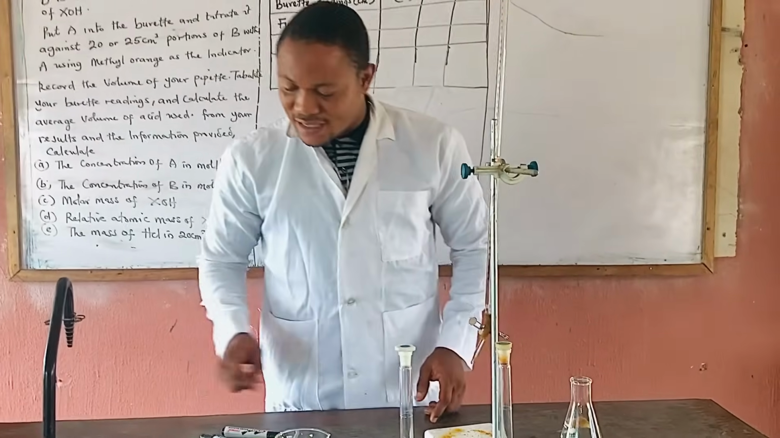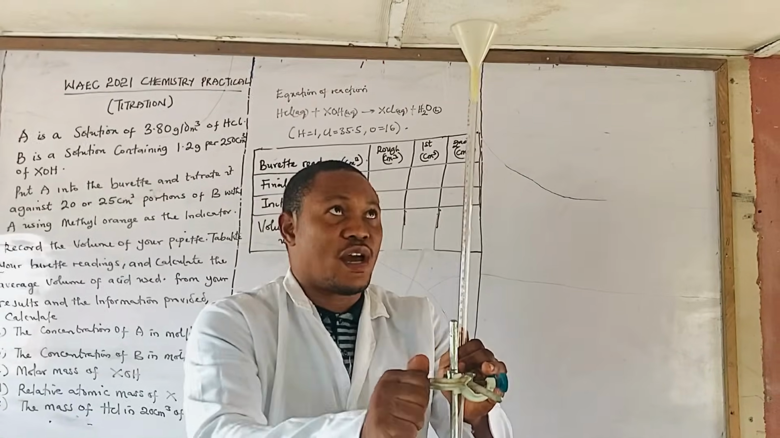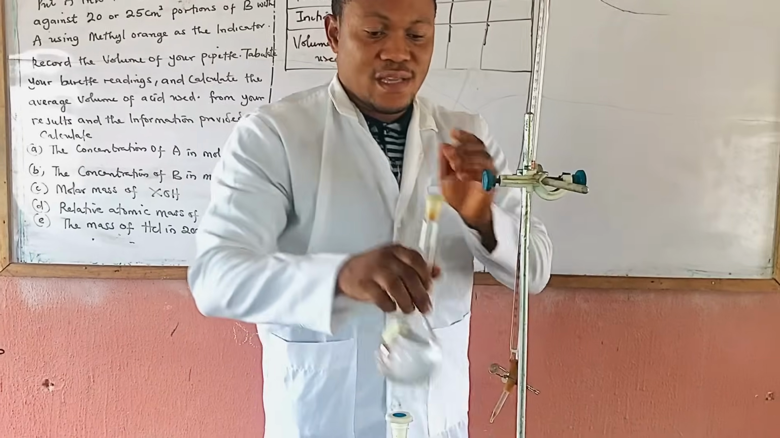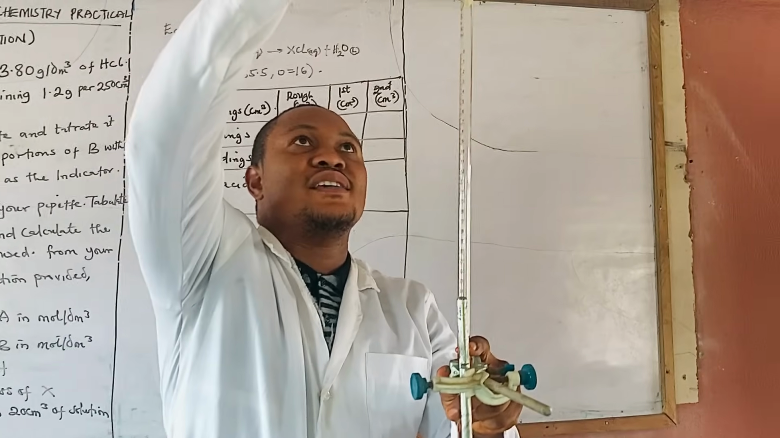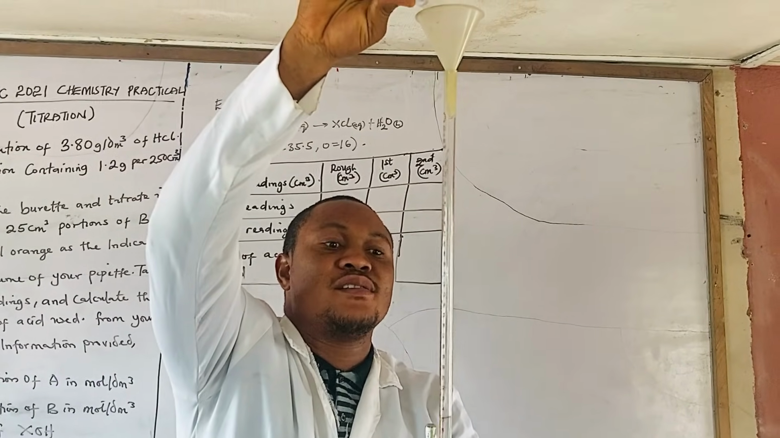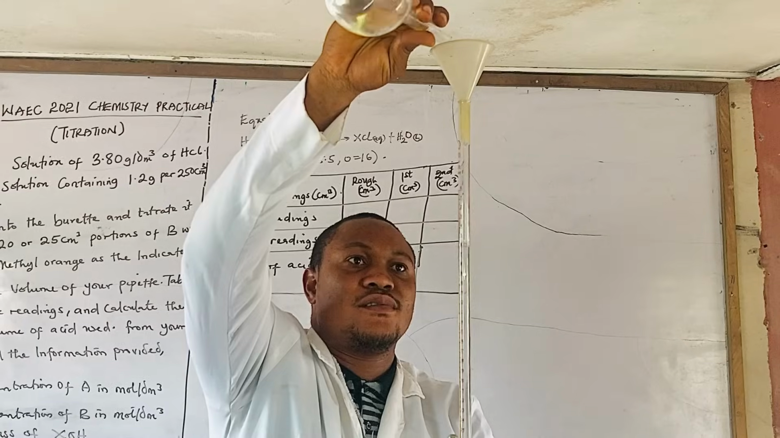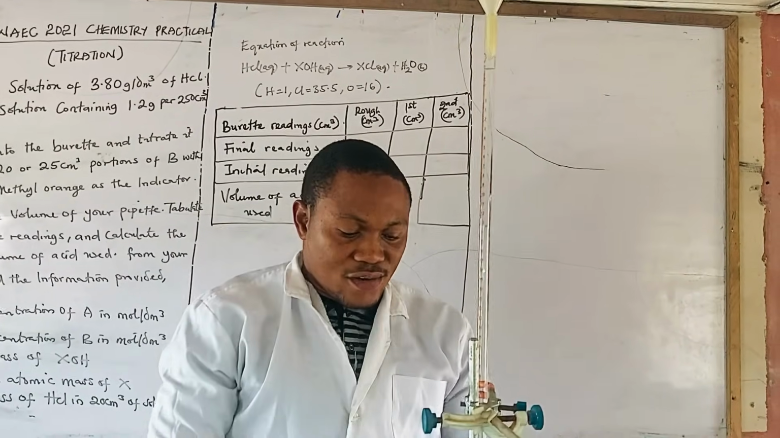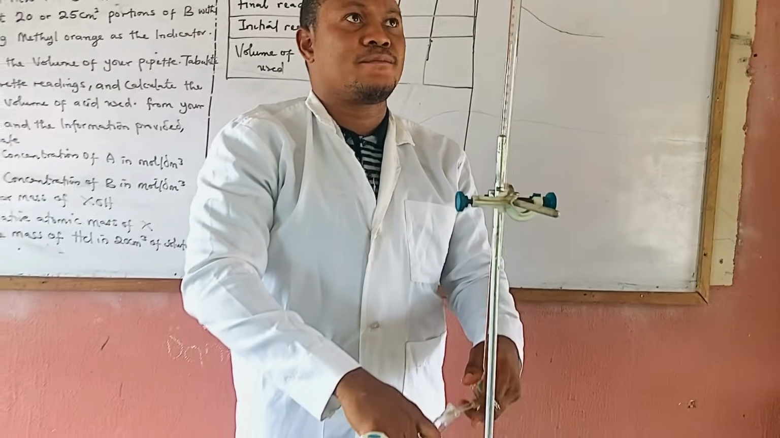So the first thing is, I'll need a funnel, which is here, to fill my burette. So I'll fill my burette to my zero mark. Very important. Okay, you can see it's more than the zero. So I release that.